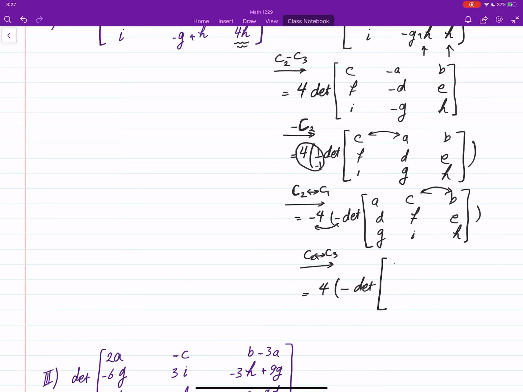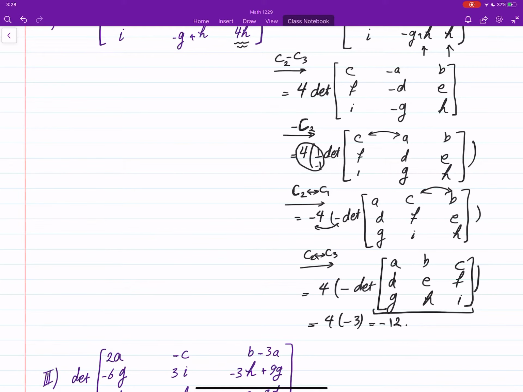two columns, and this will give us A, B, C, D, E, F, G, H, I. This is the matrix we started with. So this is 4 times. We know that the determinant of that matrix is 3. So that will give us negative 12.